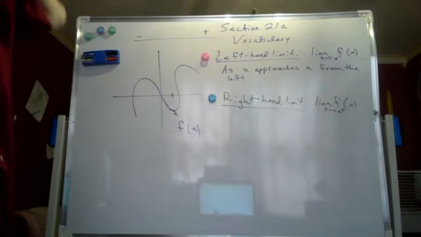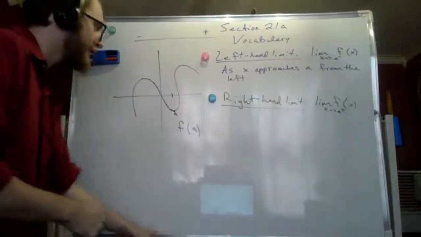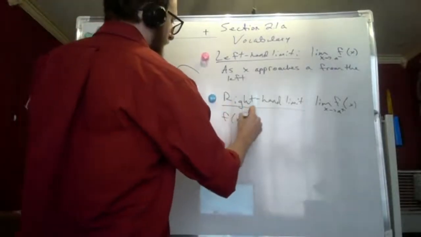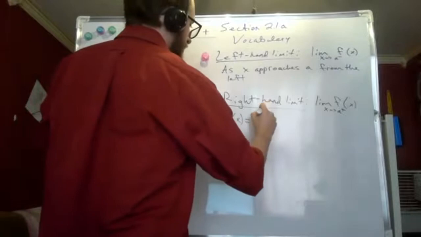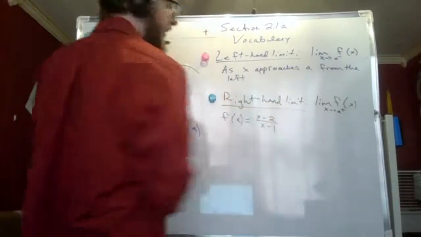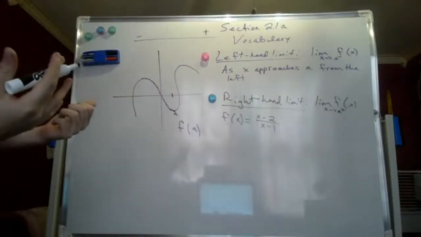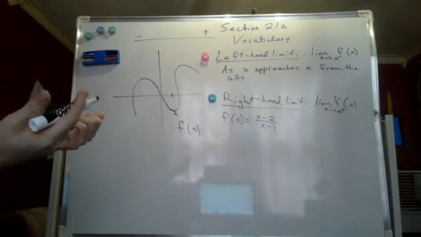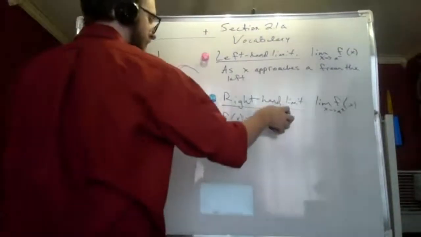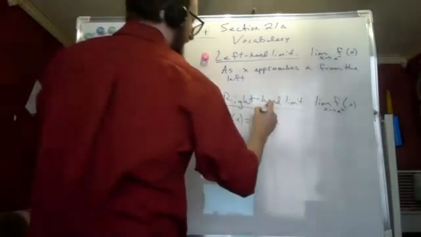We can look at some examples to really see, what is this? So for a good first example, let's take a look at the function f of x is equal to x minus 2 divided by x minus 1. Oh, that's not the example I wanted. Let me change that. That'll be an example later for something else.